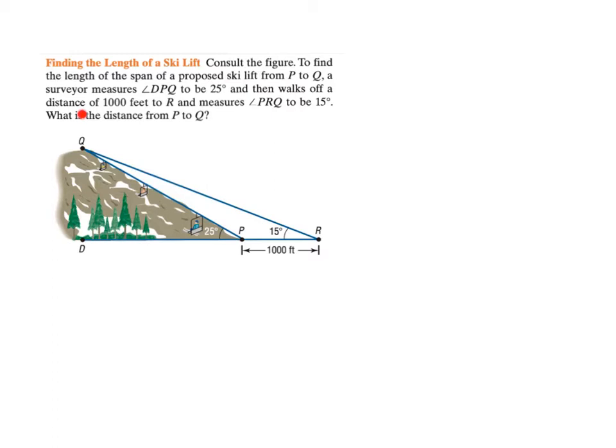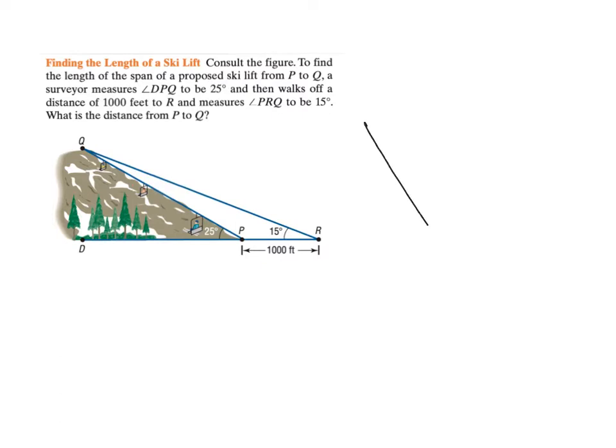And then walks off a distance of 1,000 feet to R, and measures the angle PRQ, this one right here, to be 15 degrees. What is the distance from P to Q? You don't necessarily have to do this, but I'm going to redraw the triangle so it doesn't have all this stuff with it, and I can see a little bit more clearly.